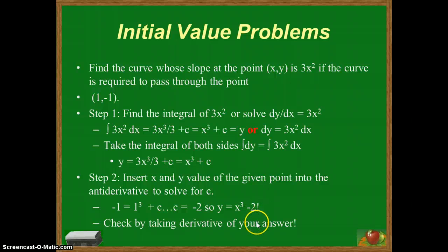Check by taking the derivative. Do we end up with the original function we had to take the integral of? Also, plug in 1 and negative 2 to see if that makes sense. So when I stick 1 into here, cube it, do I get negative 1 for my y? So therefore, we've shown that (1, -1) is not only a point on the tangent line, it is also a point on the curve.